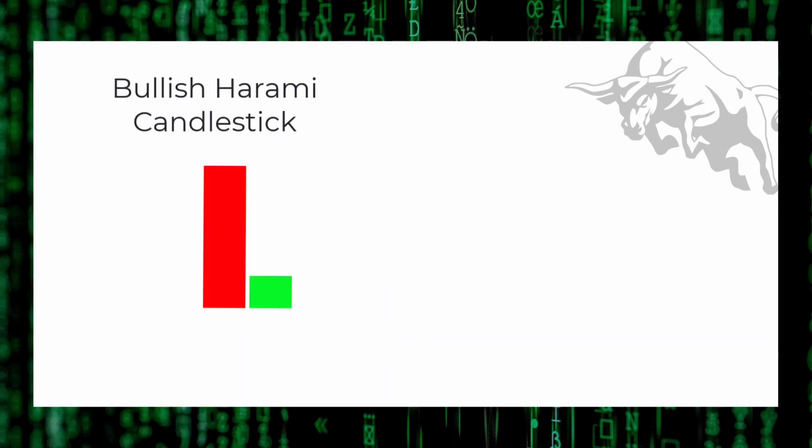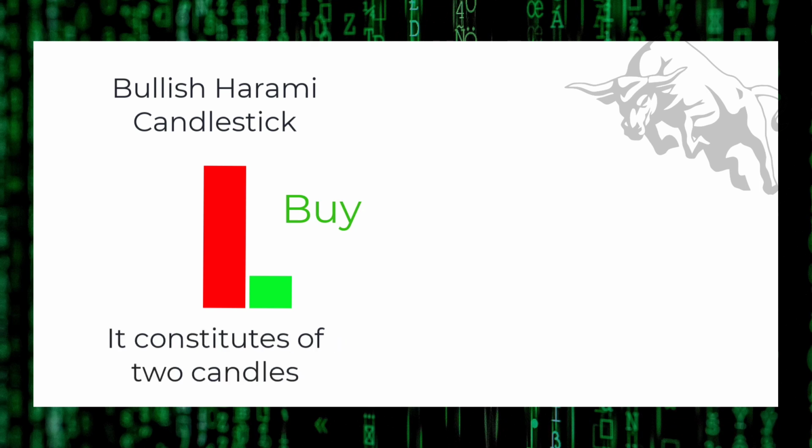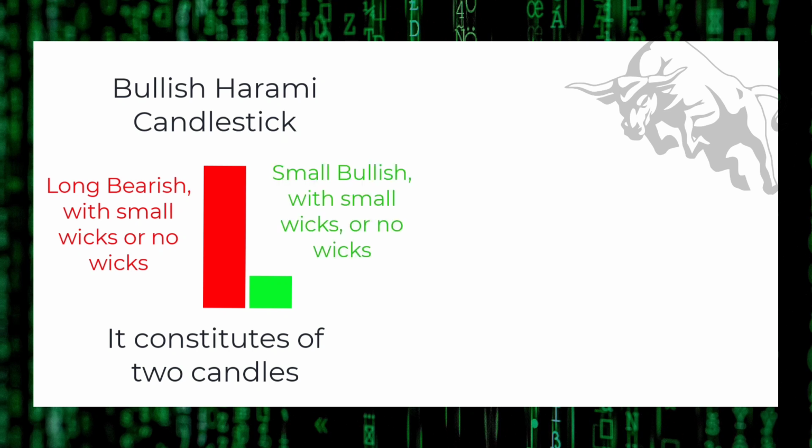Next is the bullish harami candlestick. Harami is the Japanese word for pregnant. It's a reversal pattern and a buy signal, and it constitutes of two candles. The first is where the price makes a sharp drop with a long body bearish candle, while the second is a short body bullish candle with wicks that are either too small or do not exist.